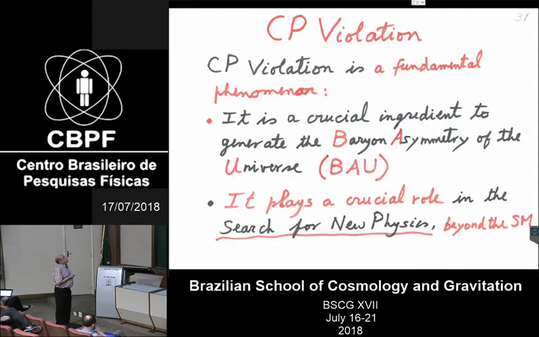Now, I emphasize that CP violation is also a fundamental phenomenon, because we know that in order to create the baryon asymmetry of the universe, you need at some level CP violation. There are many models to generate the baryon asymmetry of the universe. I will only talk about one particular one, which is leptogenesis, in my next lecture. And of course, since CP violation is very much connected to flavor and to other aspects of the standard model, the search for new physics, especially in flavor, will very often include CP violation, new sources of CP violation apart from the standard model.